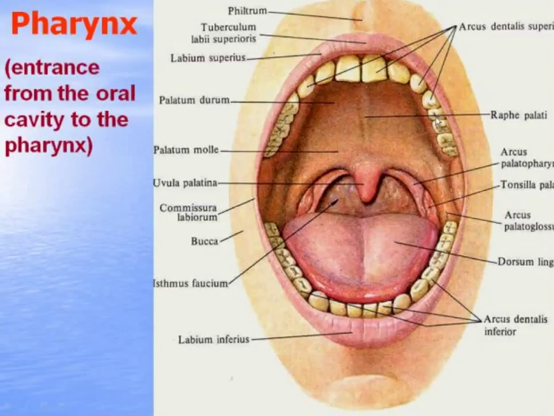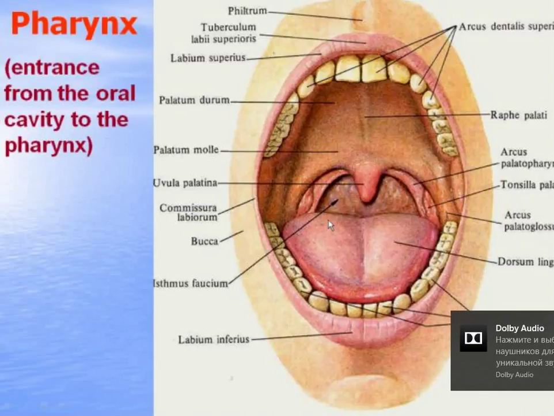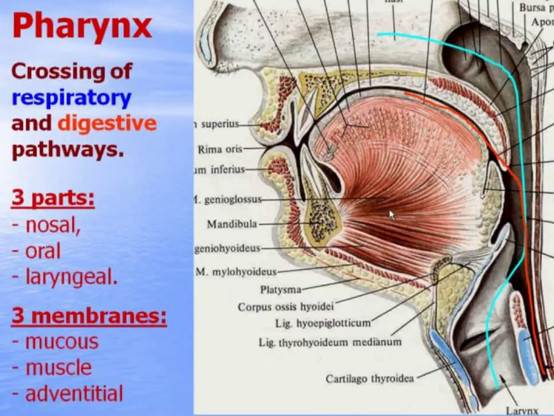Pharynx. This picture demonstrates the entrance from the oral cavity to the pharynx. The crossing of respiratory and digestive pathways takes place here.